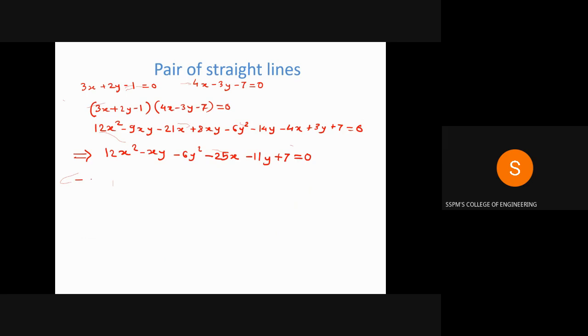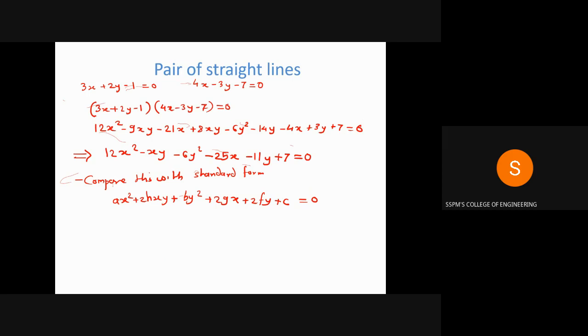Let us compare this with the standard form. What is the standard form of the equation of pair of straight lines? It is ax square plus 2hxy plus by square plus 2gx plus 2fy plus c equals 0. You have to remember this form.